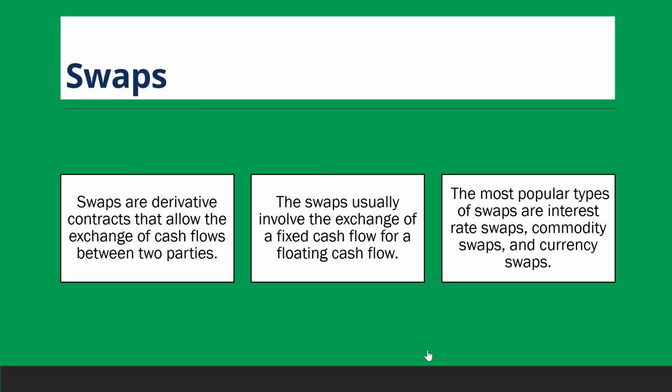Nikita, can you just read these swaps? Yes, sir. Swaps are derivative contracts that allow the exchange of cash flows between two parties. The swaps usually involve the exchange of a fixed cash flow for a floating cash flow. The most popular types of swaps are interest rate swaps, commodity swaps, and currency swaps.